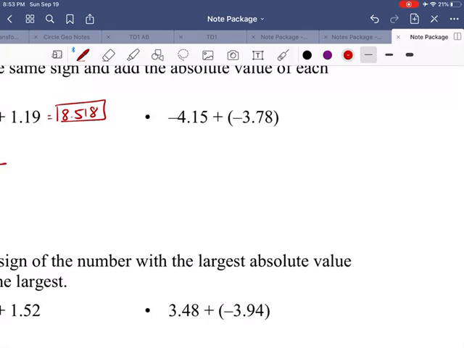All right, negative 4.5 plus negative 3.78. Now we have a negative plus a negative, so we get more negative. So we're going to just add these as normal, and then just remember that our answer is going to be negative at the end. So 5 and 8 is 13, 7, 8, 9, and then 7. So our answer is going to be negative 7.93.